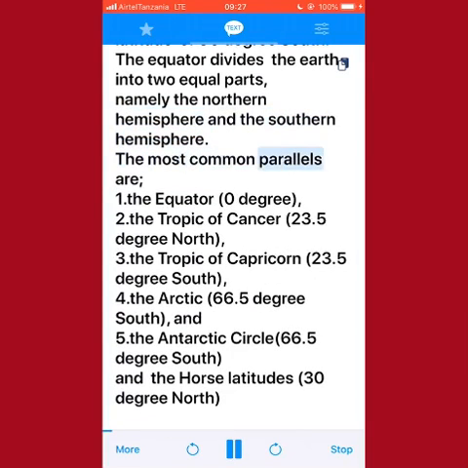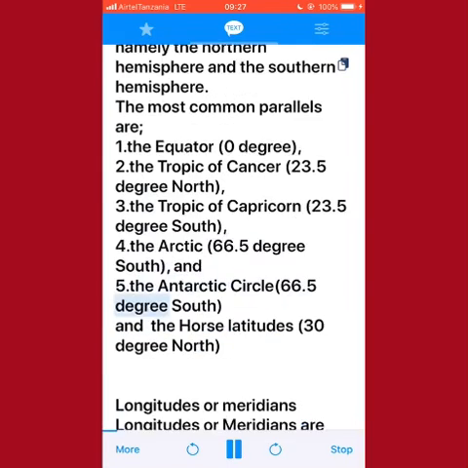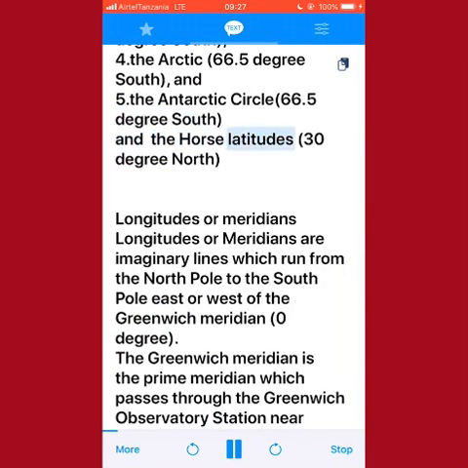The most common parallels are: 1. The equator, 0°. 2. The Tropic of Cancer, 23.5° north. 3. The Tropic of Capricorn, 23.5° south. 4. The Arctic Circle, 66.5° north. And 5. The Antarctic Circle, 66.5° south. And the Horse Latitudes, 30° north.